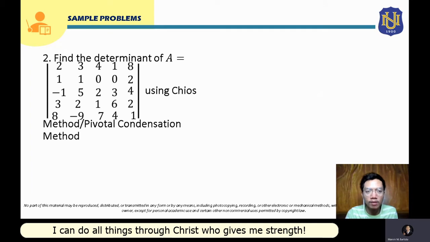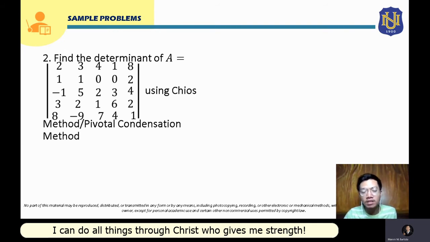Okay, so let's solve sample problem number 2. Find the determinant of matrix A using Chio's method or pivotal condensation method. As you can see here, our matrix A is a 5 by 5 matrix. So again, we cannot use the basket method directly to solve for its determinant. So we are going to use Chio's method, or pivotal condensation method.